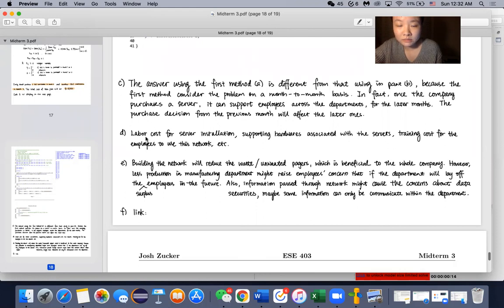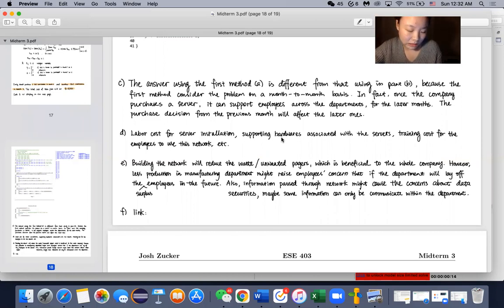I list some right here, like the labor cost for the installation, support hardware associated with the servers, and the training cost for education or something like that.